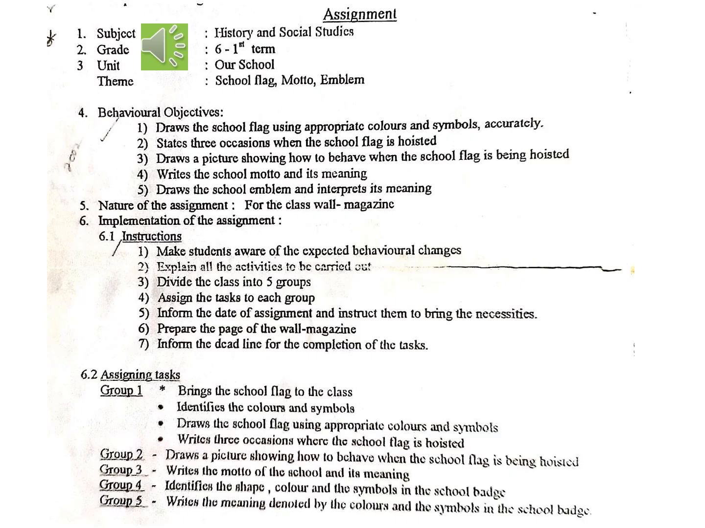Group 2 draws a picture showing how to behave when the school flag is being hoisted. So if they are an artist, you can include that child in that group, right? And that child can guide the others also. Draws a picture showing how to behave. So how do you behave? You have to stand straight, and how to keep your legs, how to place your legs, right, legs and feet, arms and fingers, right, how to hold your head, all these things include.